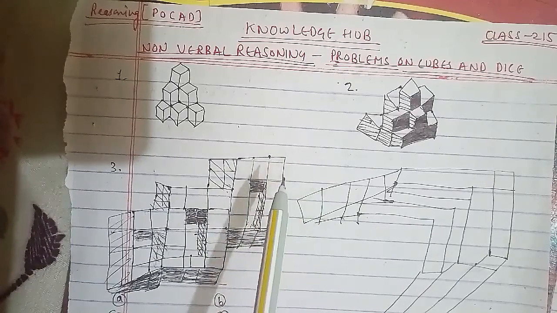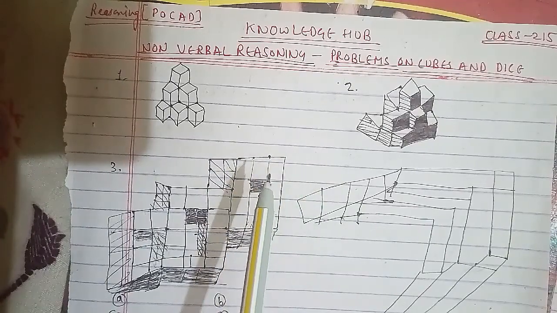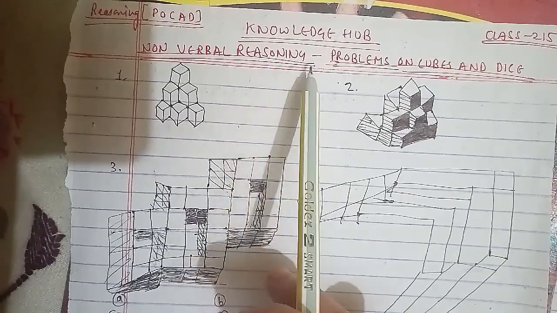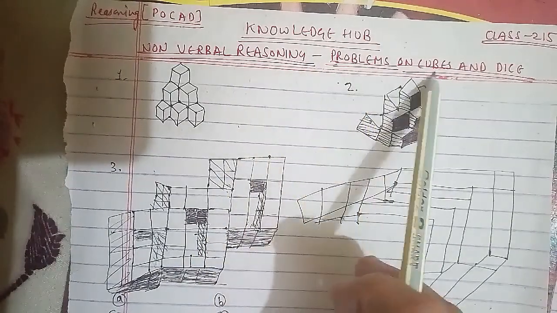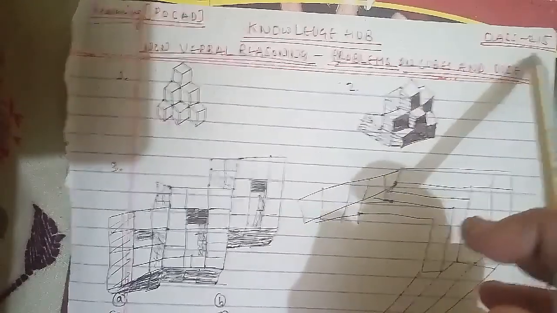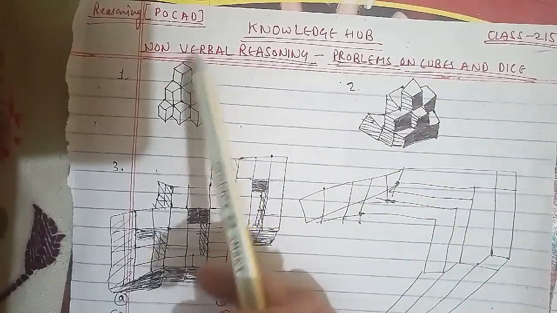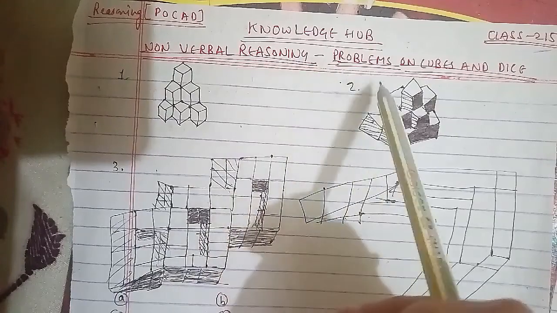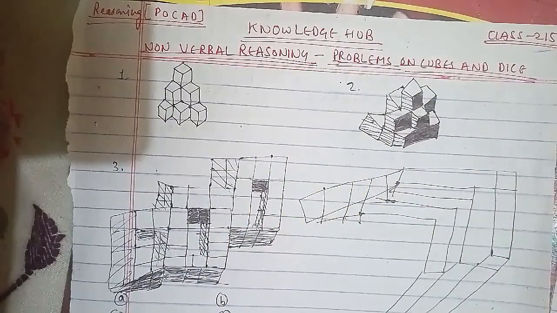Now we'll go ahead to discussing non-verbal reasoning, that is problems on cubes and dice. This has been your 215th class. In cubes and dice, as I told you many times before, cube and dice are 3D structured figures, and I will do these types of questions diagrammatically. I will just take out the pages and then we will solve them.